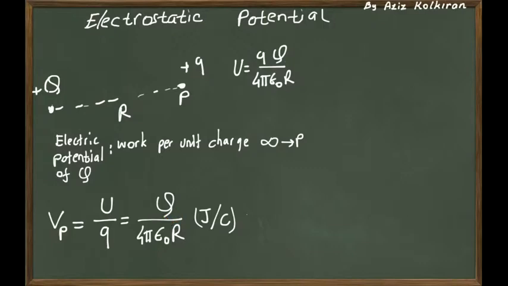It does not have a unit of energy. The unit is just joules per coulomb, because I divide energy by the charge to get this expression. And this has a special name. It is called the volt. The volt is 1 joule per coulomb, 1 joule divided by 1 coulomb, and it is the unit for the electrostatic potential in the SI unit system.